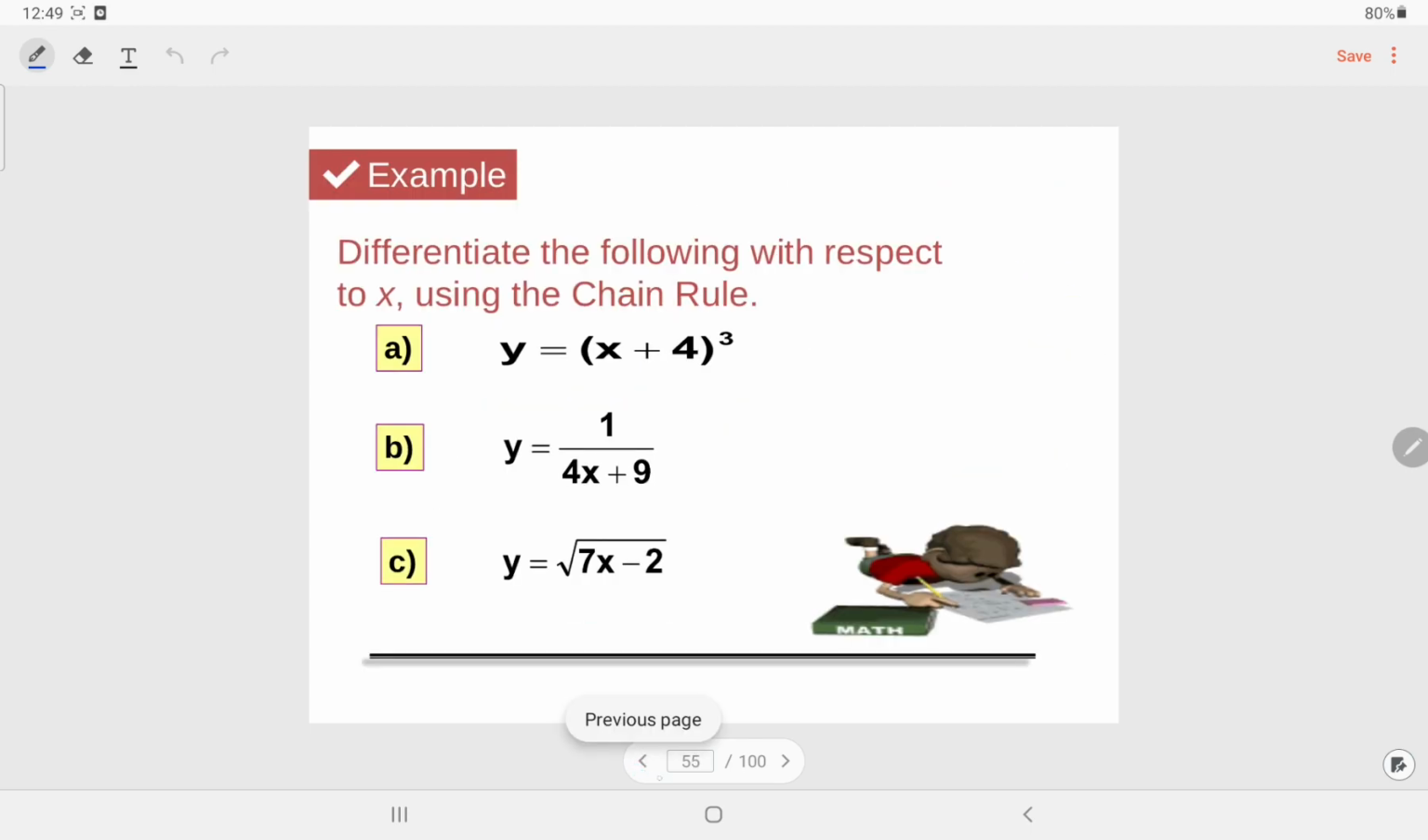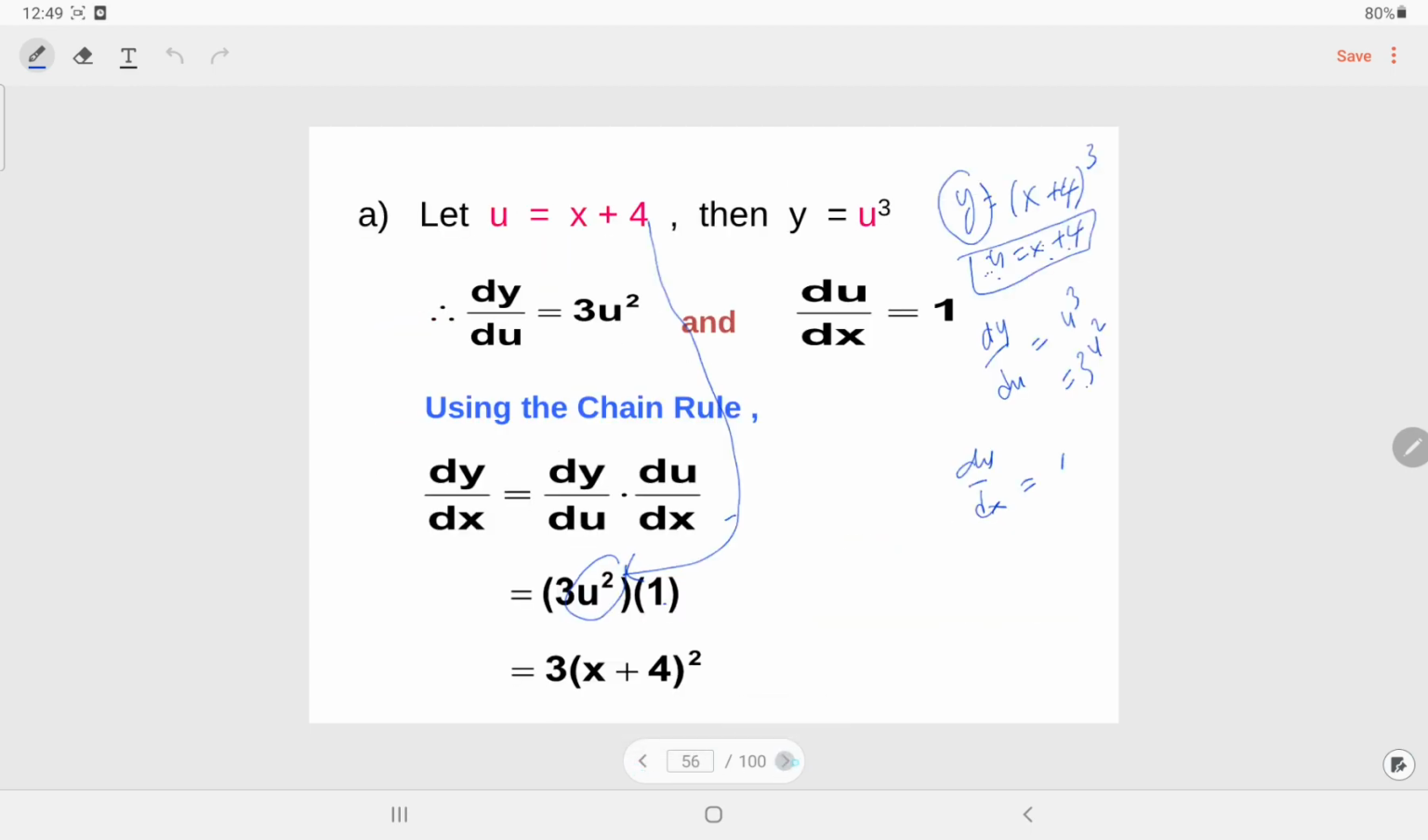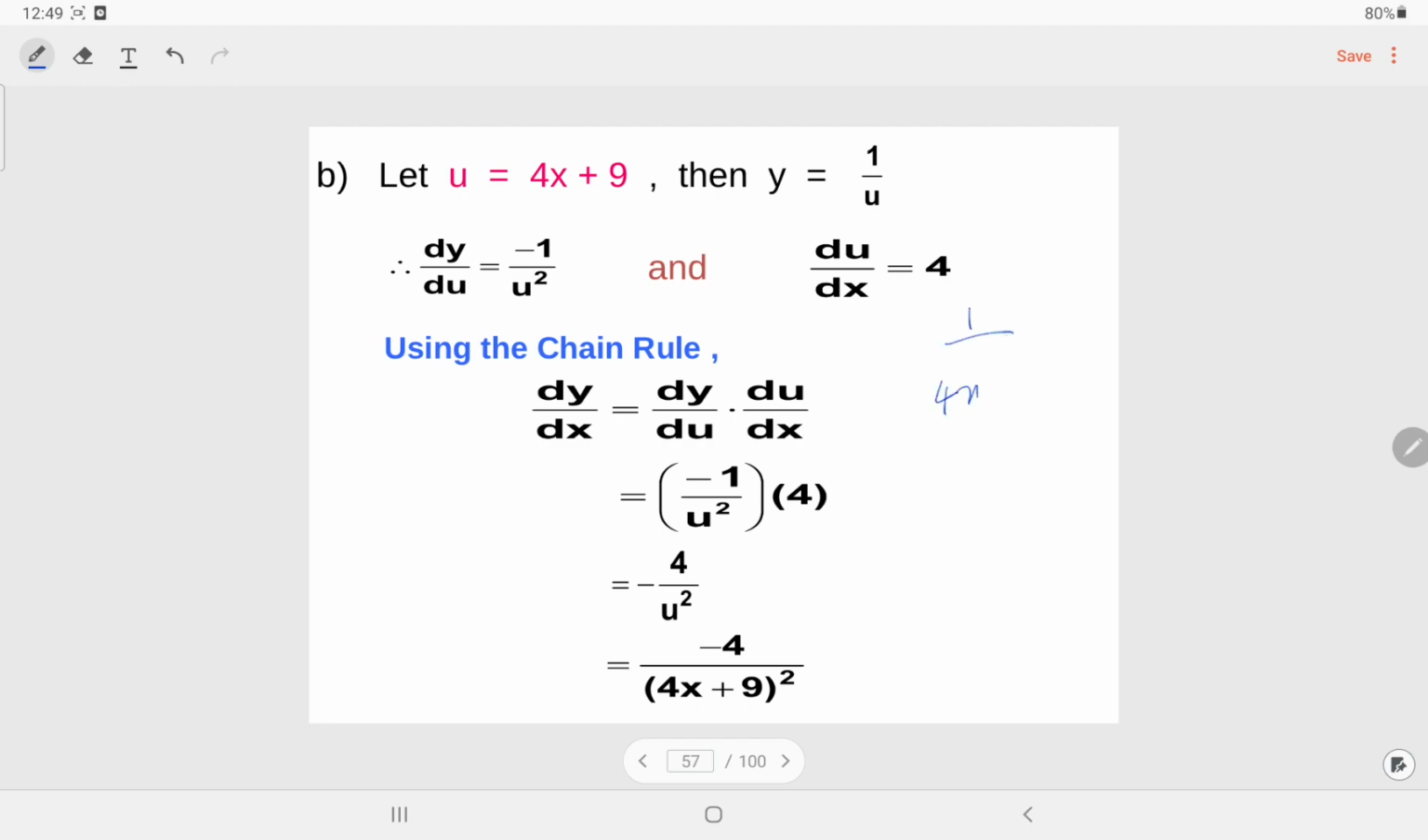B, y equal to 1 over 4x plus 9. Okay, dy over du, since we let u equal to 4x plus 9, so y equal to 1 over u. 1 over u means u power of negative 1. So dy over du with respect to u, negative 1 u power of negative 1 minus 1, so negative 1 u power of negative 2, equivalent to negative 1 over u square.